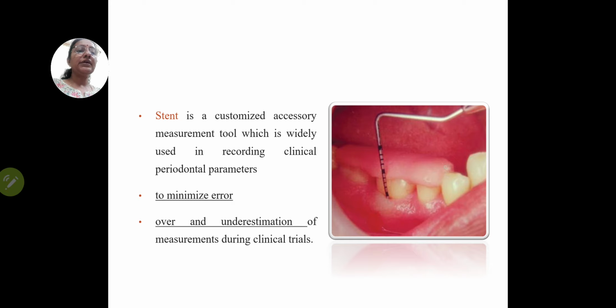This is the stent that we'll be talking about. It's the occlusal stent, or you can also call it a vertical stent. It is a customized accessory measurement tool which is widely used in recording clinical periodontal parameters. It minimizes the error and also minimizes the over and underestimation of measurements during clinical trials.